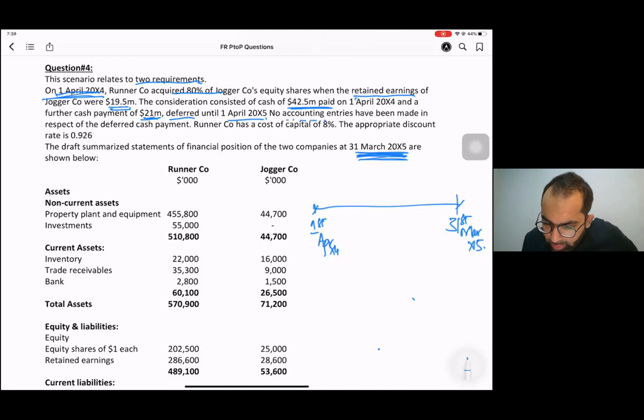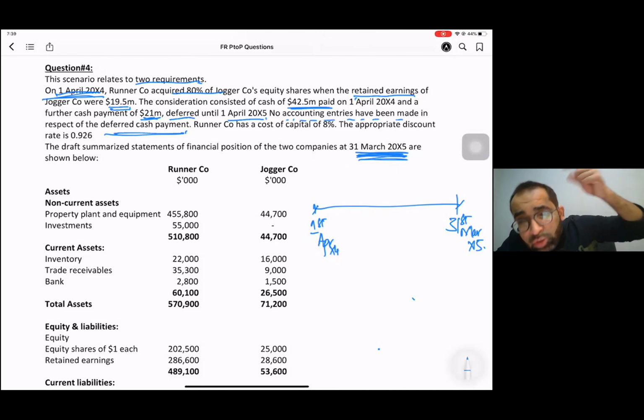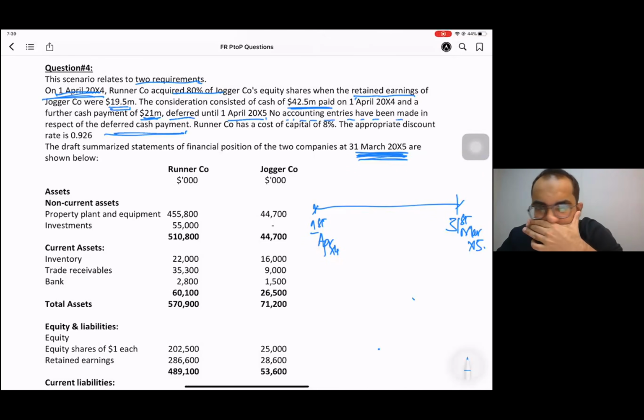No accounting entries have been made in respect of the deferred cash payment. What does it mean? That means you have to record deferred consideration from zero. But yes, look at me, that also means that cash consideration is recorded.